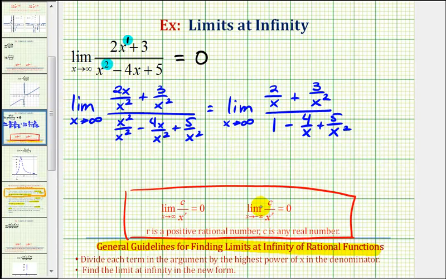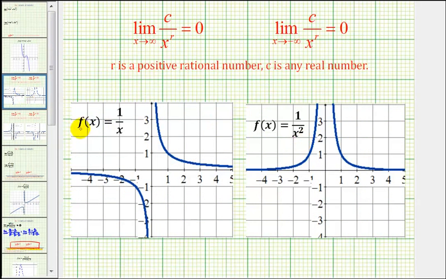To illustrate this, we can take a look at two basic rational functions as we see here. f of x equals 1 divided by x and f of x equals 1 divided by x squared. Both of these functions fit the form given here where we have a constant divided by x raised to a positive rational power. Notice for both graphs, as x approaches positive infinity, the function values approach 0, and as x approaches negative infinity, again, the function values are approaching 0.